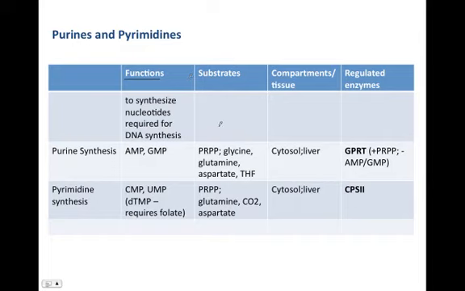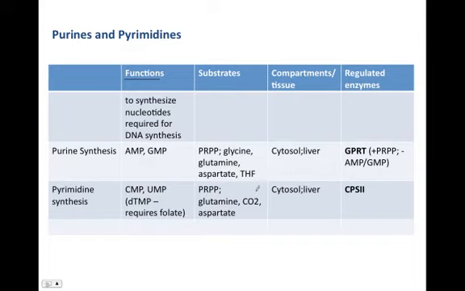The substrates required for synthesis of both purines and pyrimidines are listed here. In general, for both pathways, a 5-carbon sugar is required. This charged 5-carbon sugar is denoted PRPP, or phosphoribosyl pyrophosphate. Additionally, other substrates are required for generation of the ring structure of the base. In the case of purine synthesis, glycine, glutamine, aspartate, and folate, denoted here as THF, tetrahydrofolate, contribute to the synthesis of the ring.